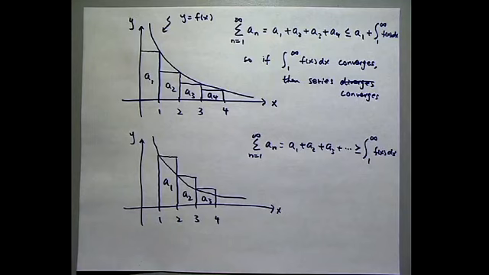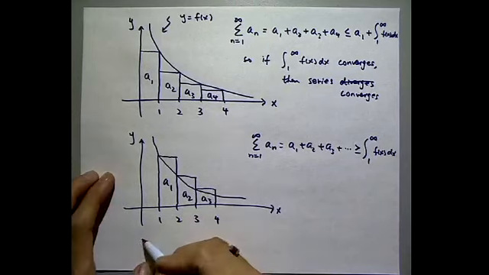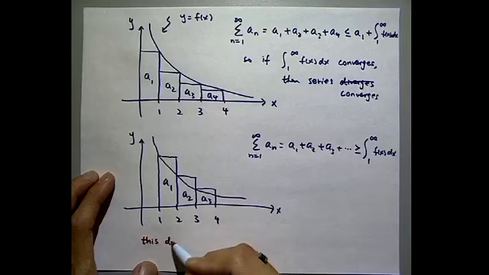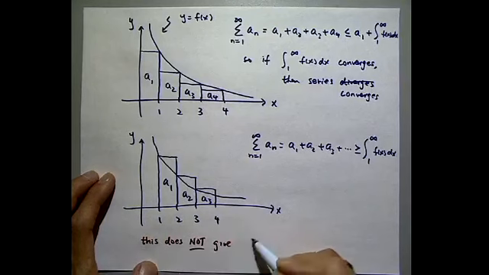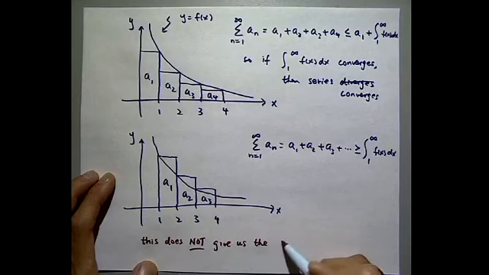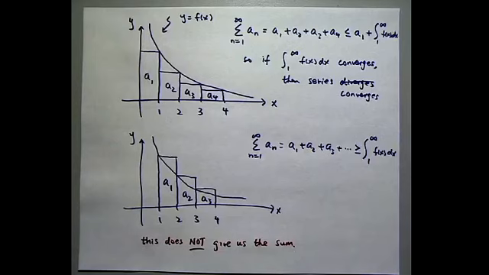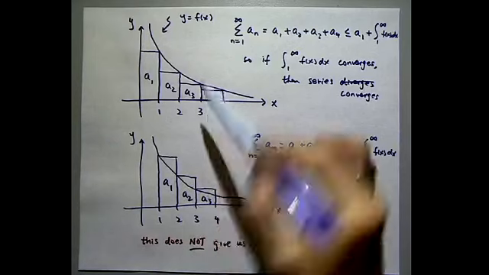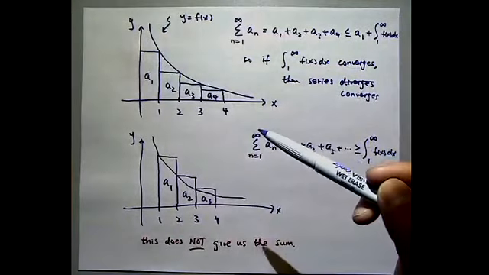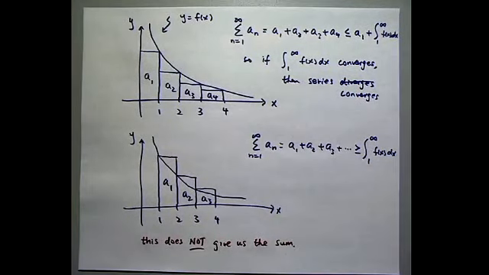No, you're talking about the sum, right? The sum is not the same. Okay, we've got to be careful. This tells you, that's an important point, actually. This does not give us the sum. It tells you that there is a sum, but we cannot make any connection between the sum and the area under the curve. We use it to determine the convergence, and that's it.